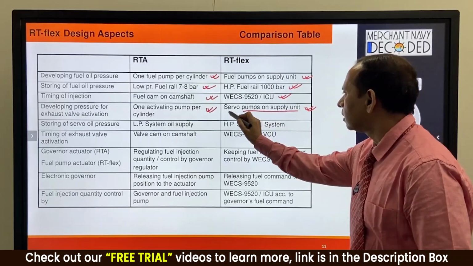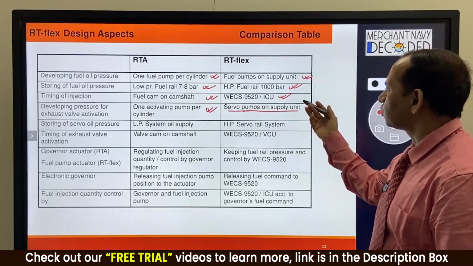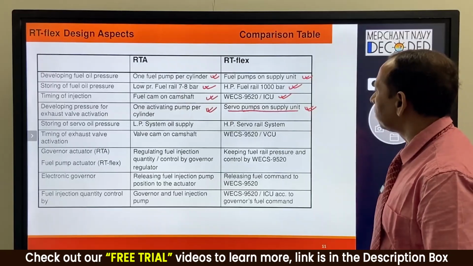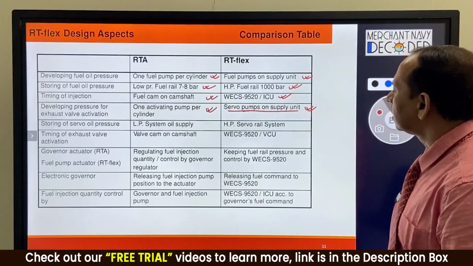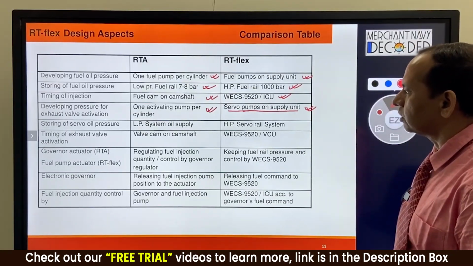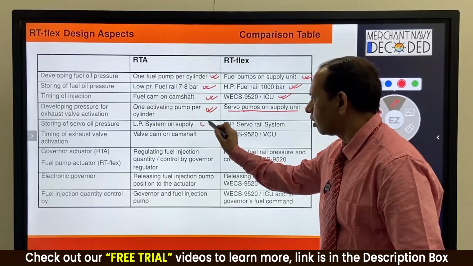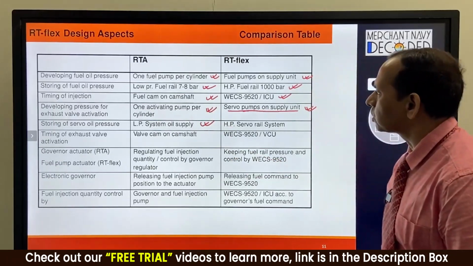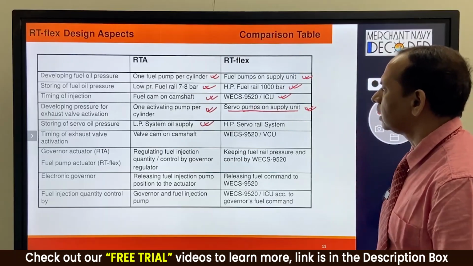So again, the actuation of the exhaust valve is not by a separate actuator but through a common rail and through electronic control modes. That is how the exhaust valve opening is controlled in the RT-Flex engine. Another difference is how the servo oil or system oil pressure comes near to the exhaust valve actuator or the supply unit.